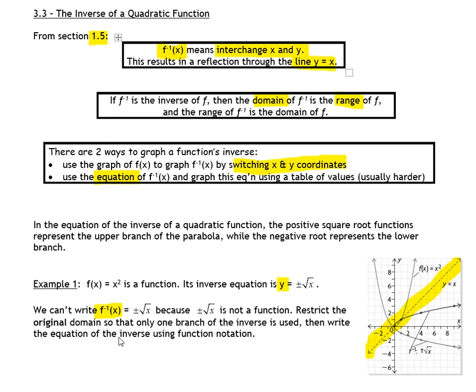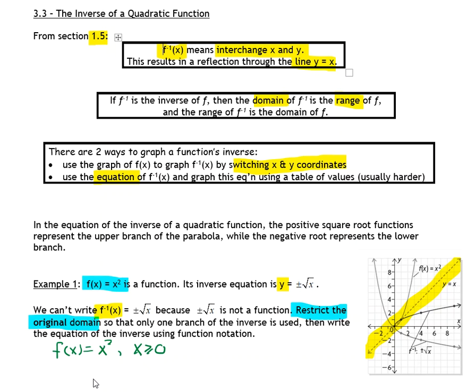But what we can do is restrict the domain so that only one branch of the inverse is used. So we go up to our original right here. I'm going to take that one and restrict the original domain so that only one branch of it is used. So the way I write that is, my original function is f at x equals x squared, but I'm going to write here that x is greater than or equal to 0.